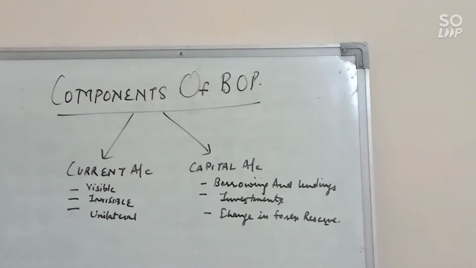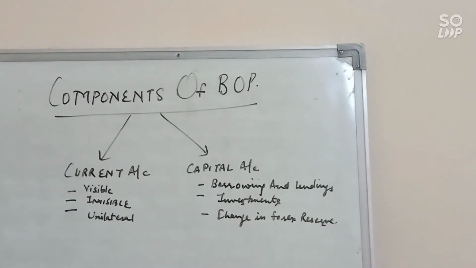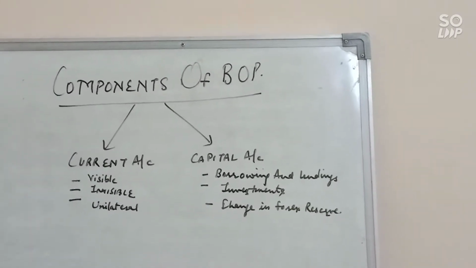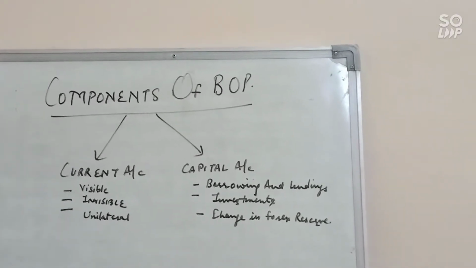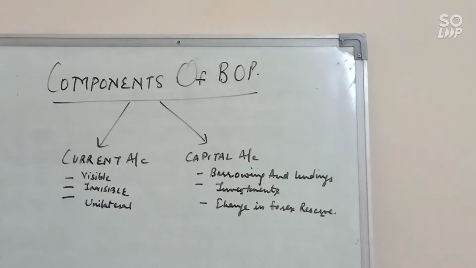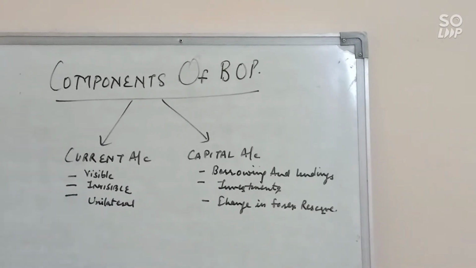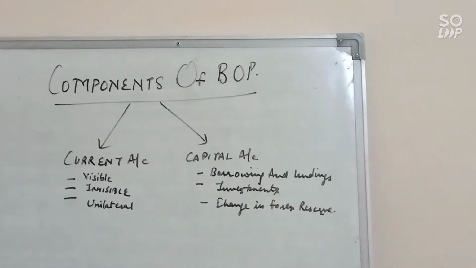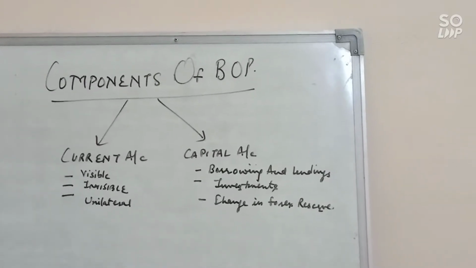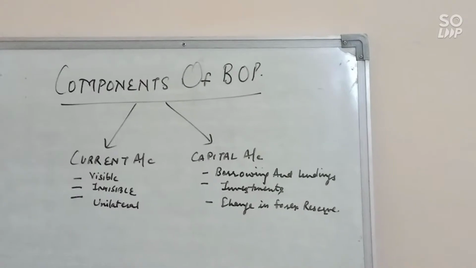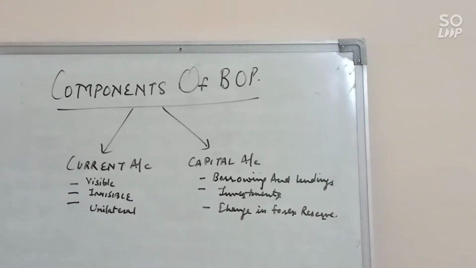Balance of payment can be grouped into broad categories, that is current account and capital account. The current account includes all the transactions related to visible, invisible and unilateral transfers. The capital account includes all the capital receipts and capital payments like borrowings and lendings, investments and change in foreign exchange reserve. So let's see these two components in detail.